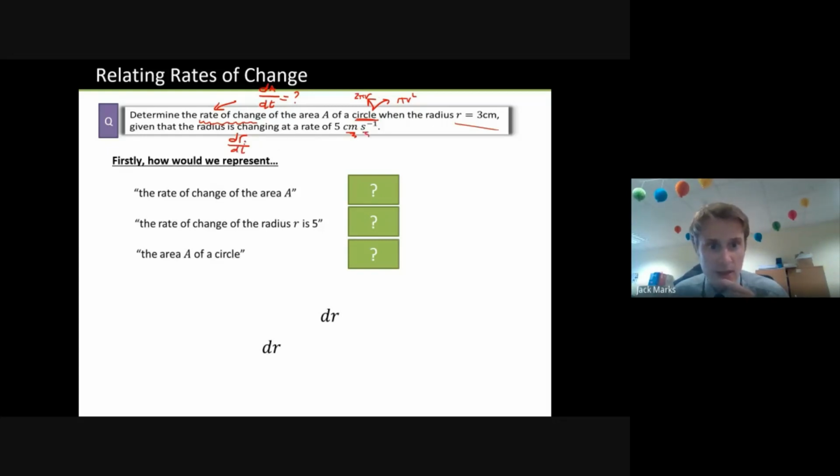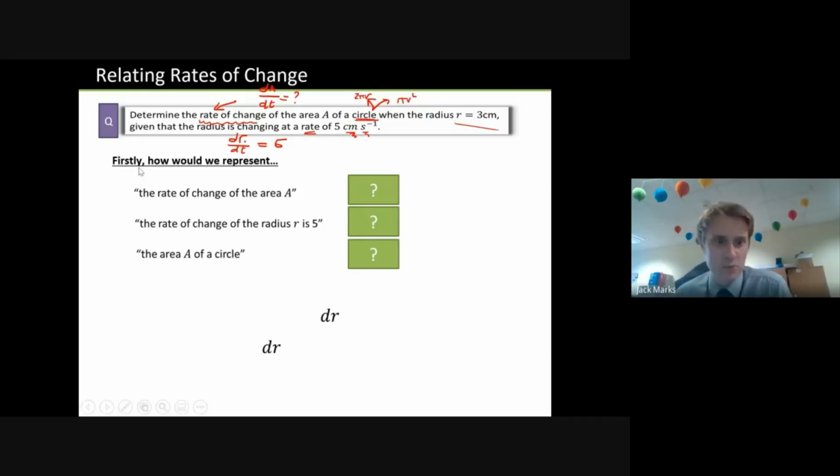So look, rate, we have another rate here. So rate has the idea of time. We had it talking about area at the start of the question, and here it's talking about radius. Radius is changing at 5. So rates, we're talking about time a lot. We have worded situations where we need to piece together what's happening.